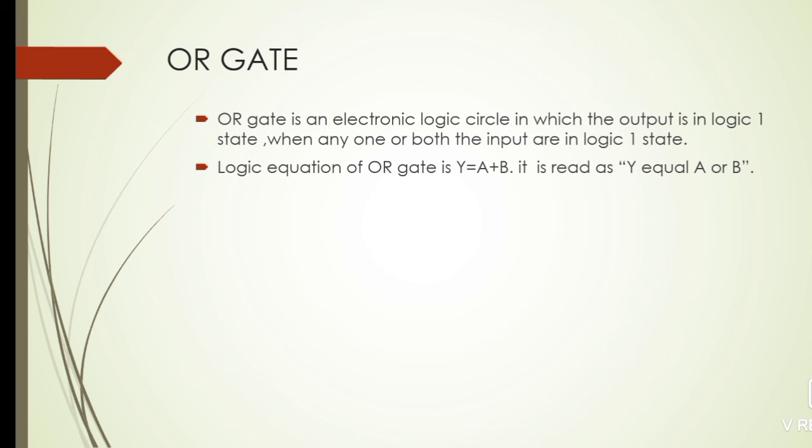A plus sign is used to show the OR operation in the OR gate. The logic equation of an OR gate is Y equals A plus B, which is read as Y equals A or B. The truth table of the OR gate is shown in the next slide.